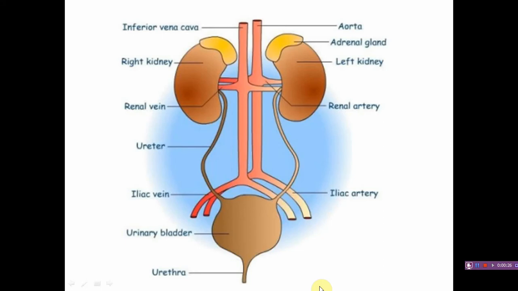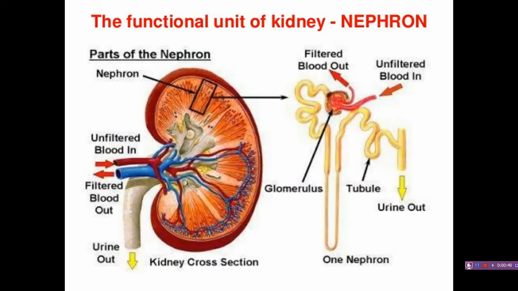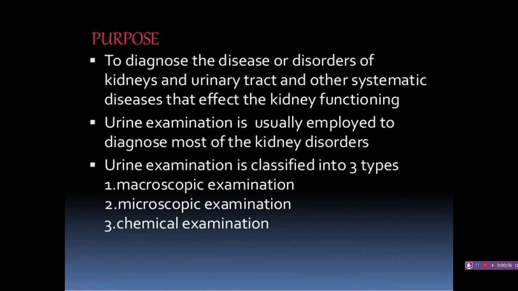Now, this is the structure of the kidney. Here, the kidneys are attached to the bladder by ureter, and urine is excreted through urethra. Though it is a very simple diagram, it has very important implication in my topic. This is the functional unit of the kidney, that is nephron. Here we see the different parts of nephron.